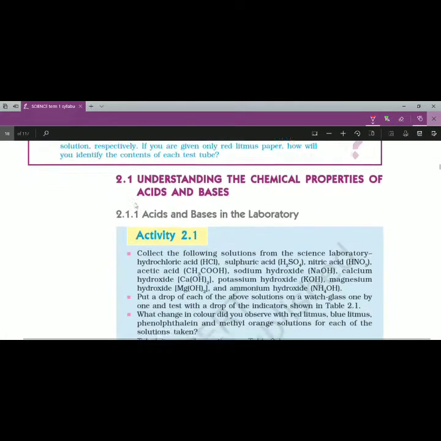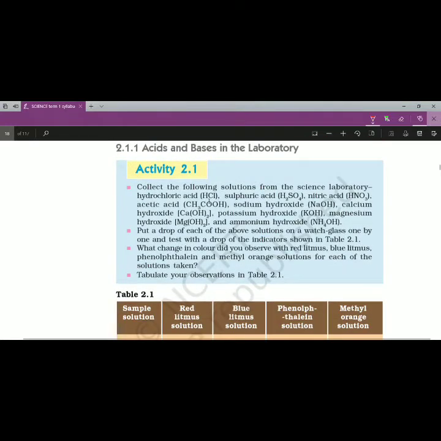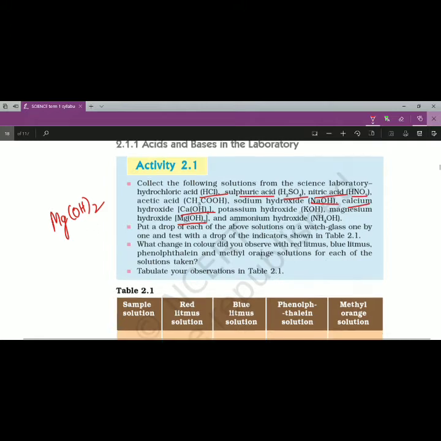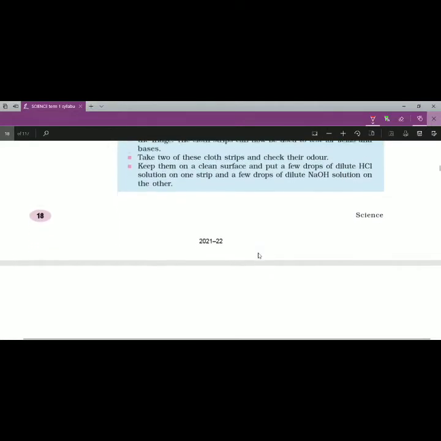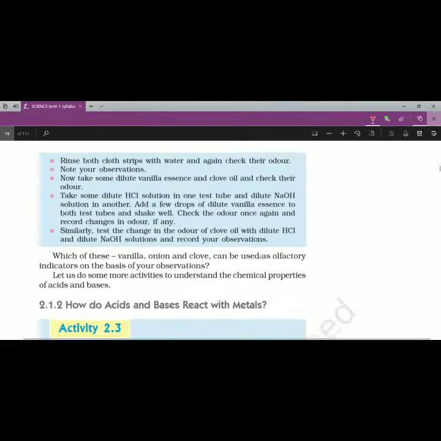So in short, I want to say that any question can be asked. So these are the formulas: HCl, hydrochloric acid, sulfuric acid, H2SO4, nitric acid, HNO3, sodium hydroxide, NaOH, calcium hydroxide, Ca(OH)2, Mg(OH)2. Some students pronounce it as MgOH2. It is not OH2, it is Mg(OH) twice, magnesium hydroxide. And all the formulas you have to remember. Then this table, then this activity, everything you have to prepare.